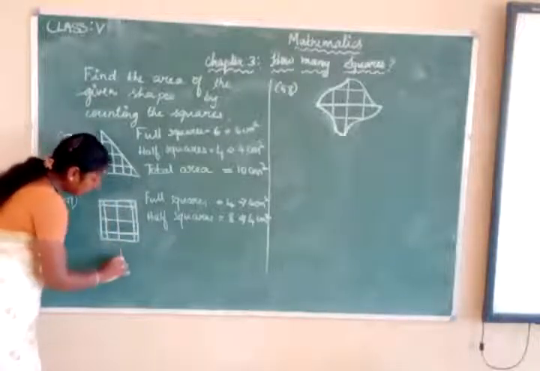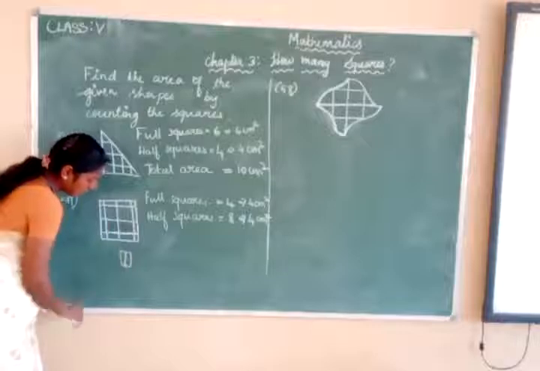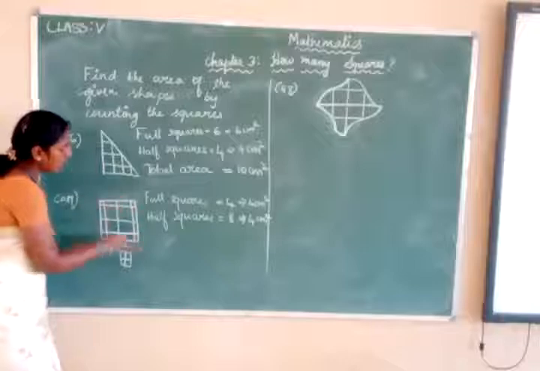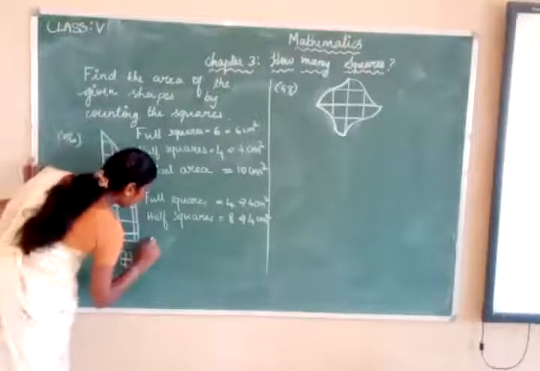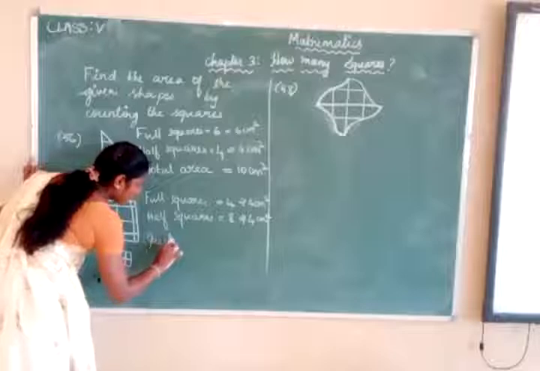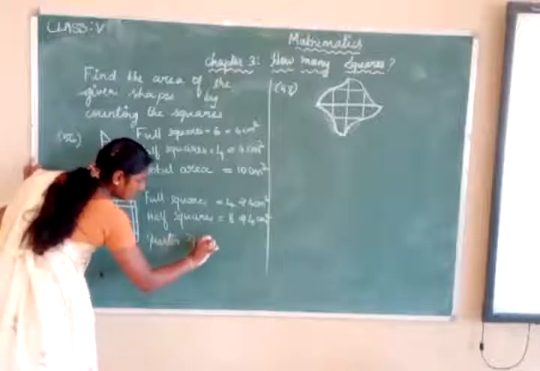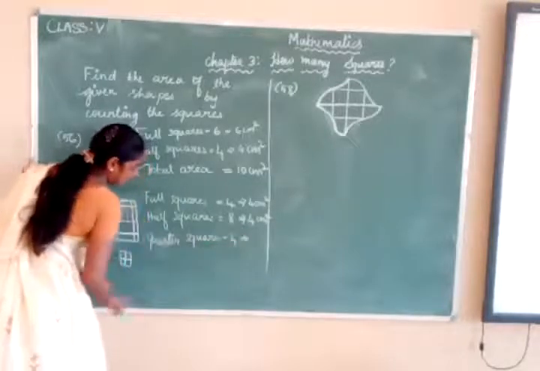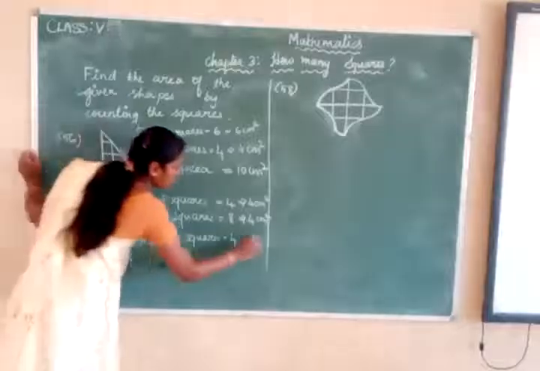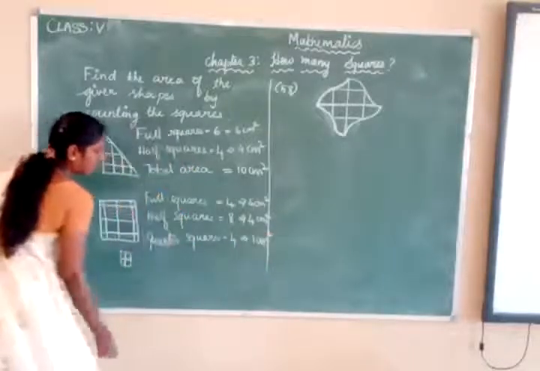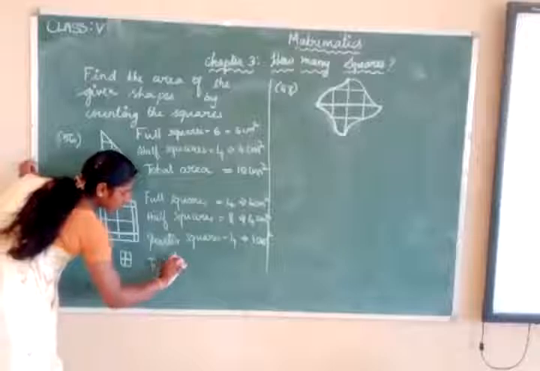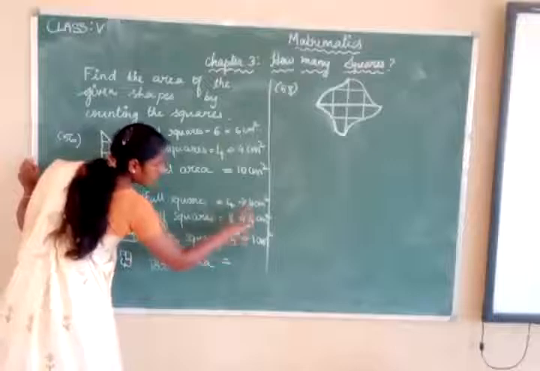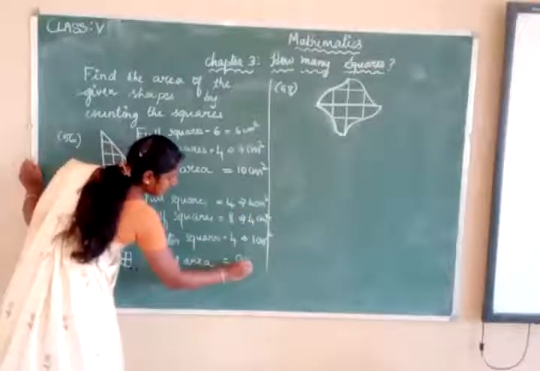If a square is like this, this is half of the square, and each part is a quarter of a square. All these 4 are quarters of a square. So quarter squares equal 4. So 4 quarters will make 1, right? So 1 centimeter square. So total area is how much? 4 plus 4, 8, and 8 plus 1 is 9 centimeters square.